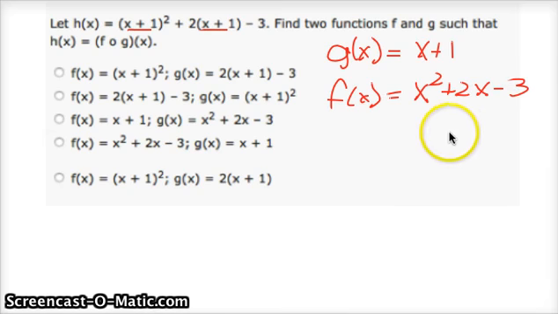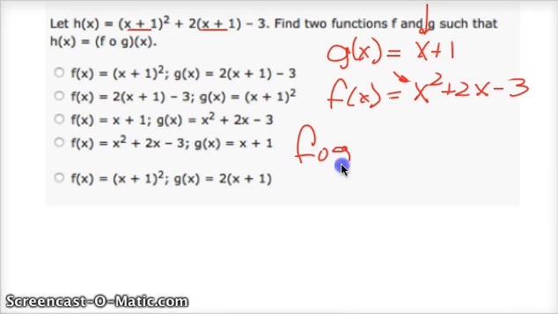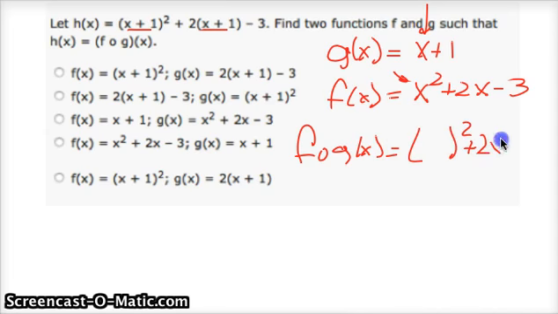Now, people get confused with this x and this x being the same, and they're not. So please try not to get confused. So what would f of g be? Let's just work it this way. f of g would be: go to the f function, and what are we going to plug in there for the x? We're going to plug in the g. What is the g? x plus 1.